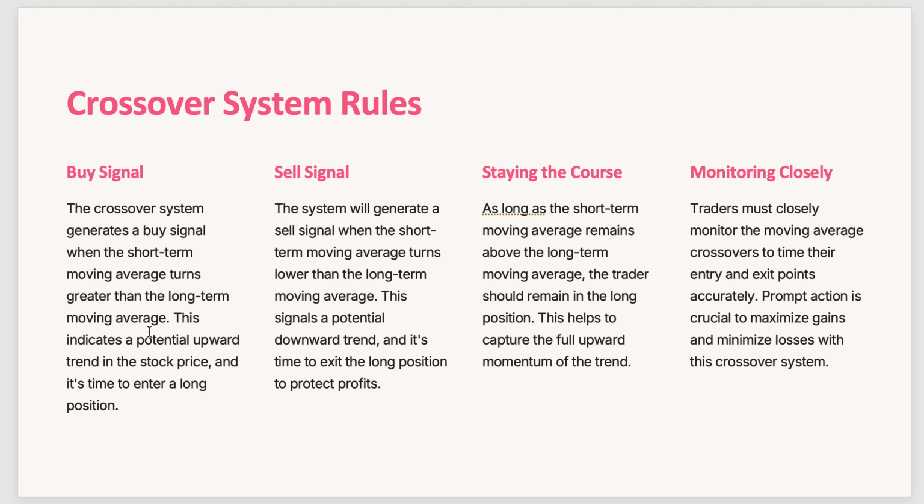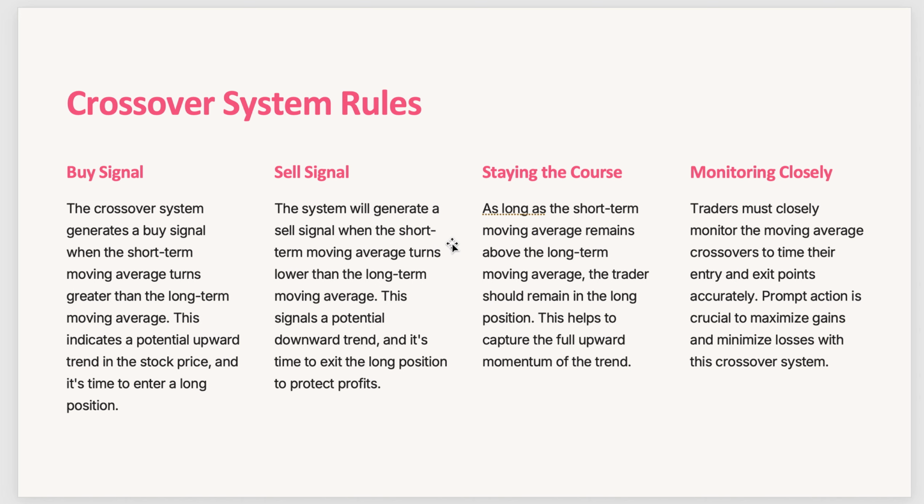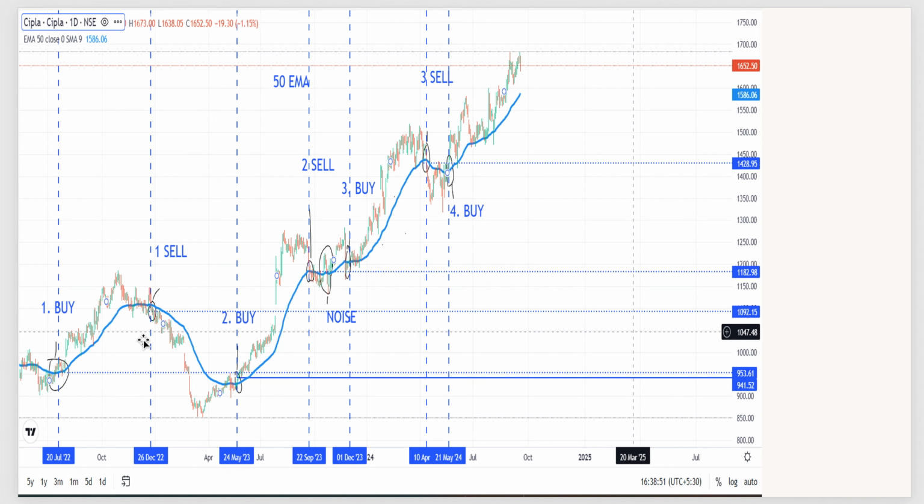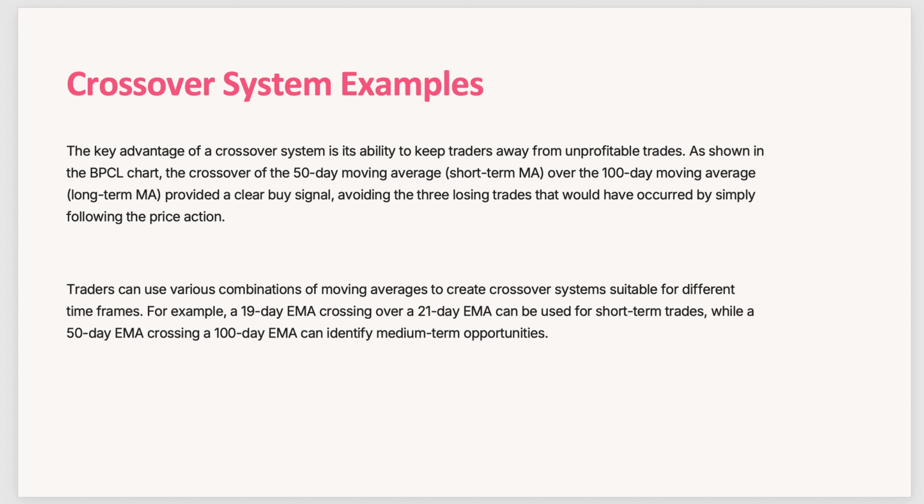So buy signals, when the crossover happens, maybe I'll show it to you again. The buy signal, the cross happens, so this is the buy signal, and the sell signal is when it goes down. This is the sell signal, and then staying in the course, just continuing since there is no buy or sell signal. If you're buying, just hold on, monitoring the positions.